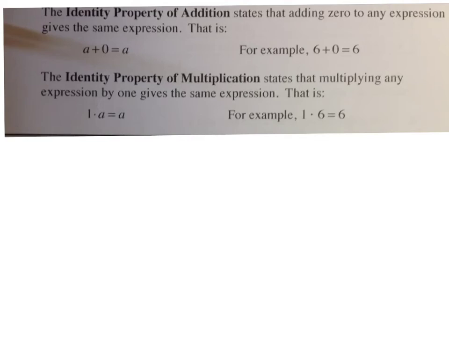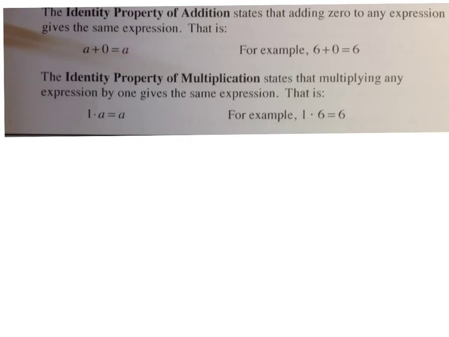Two more properties that we are going to be learning about are called the identity properties, and again, those work with addition and multiplication. These are pretty easy. All it says is if I add 0 to a number, I get the same thing. For example, 6 plus 0, I'm always going to get 6. When I add 0 to anything, you're going to get the exact same number. So here, a plus 0, you're still just going to have a because you're adding nothing to it.